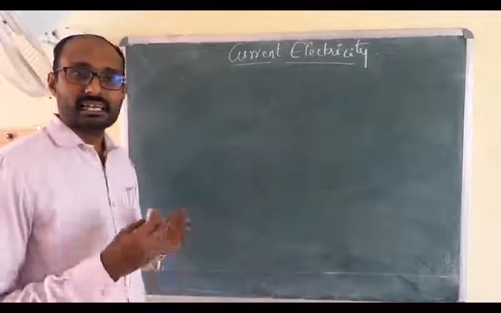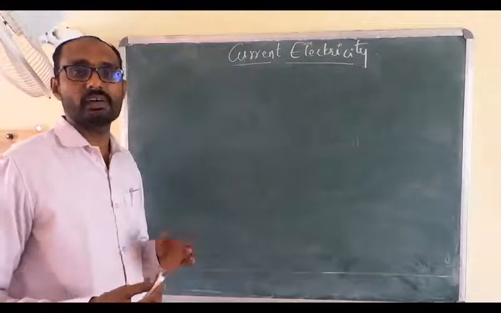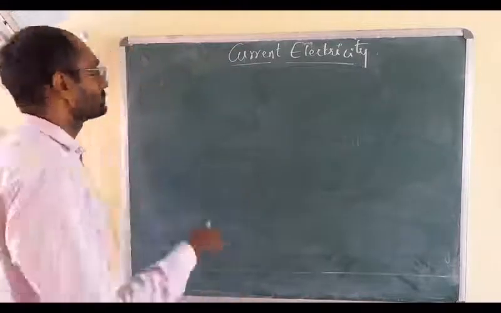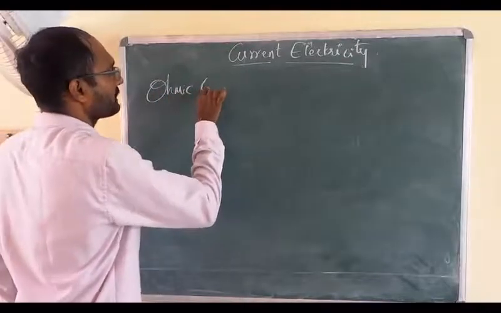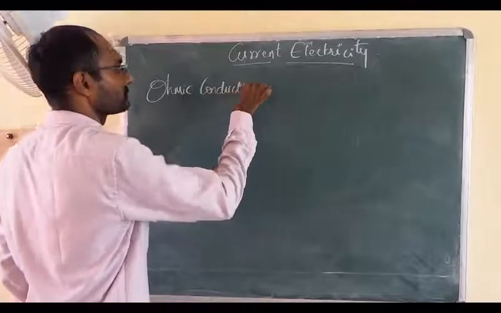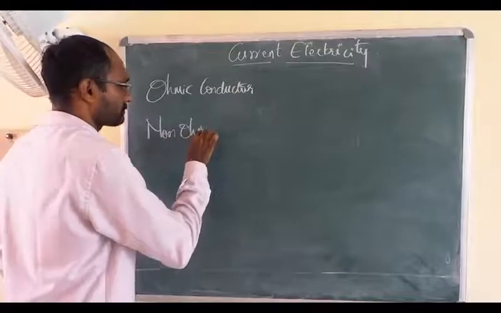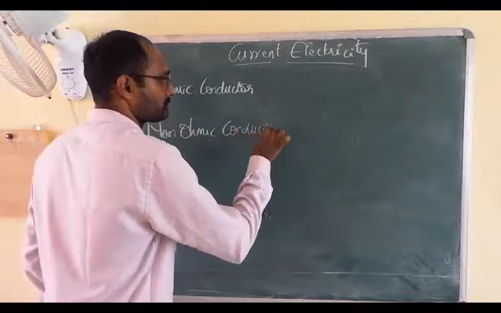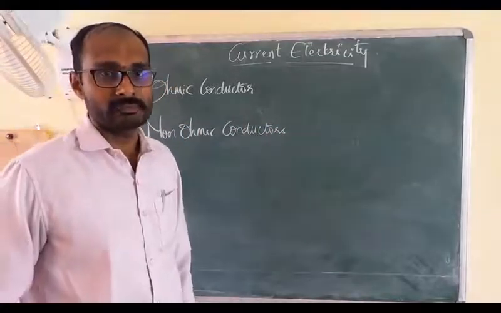Now, these conductors are also classified into two types depending on whether they obey Ohm's law or not. They are classified into ohmic conductors and non-ohmic conductors. First, let us discuss ohmic conductors.